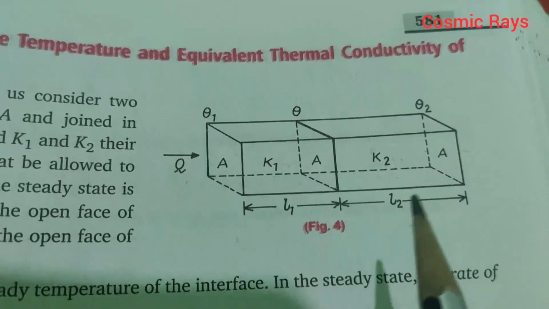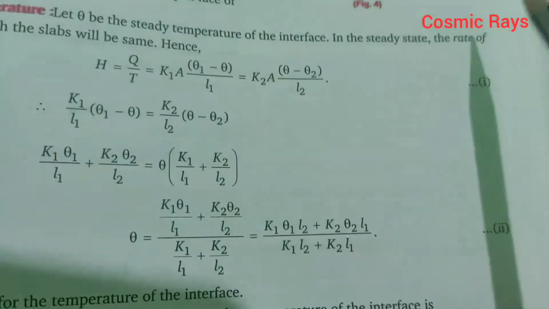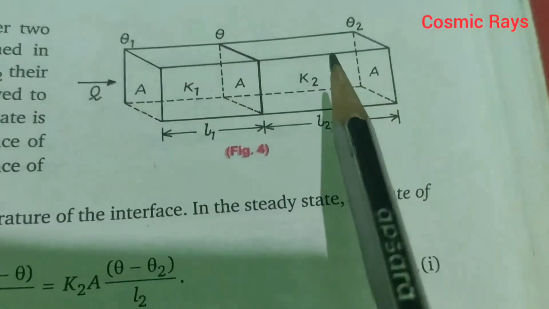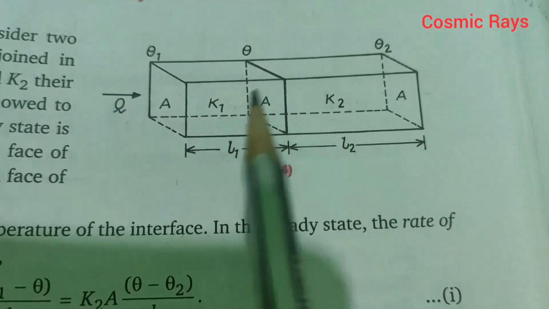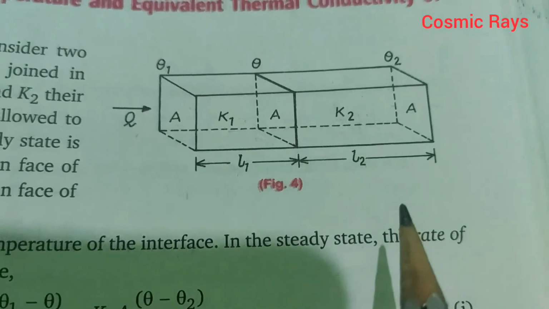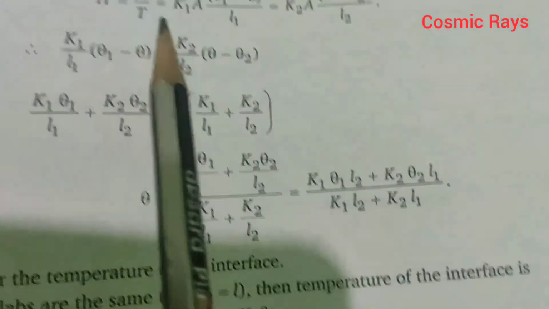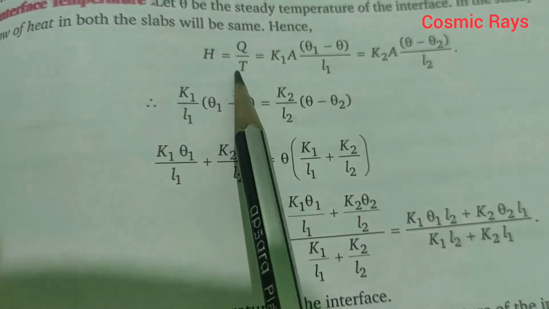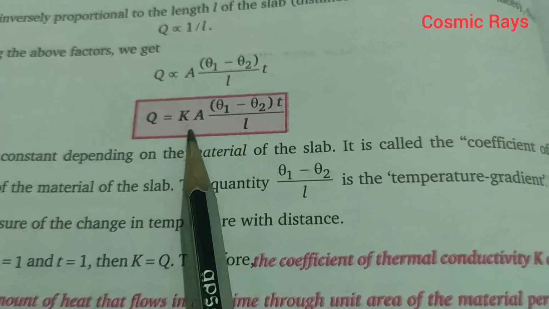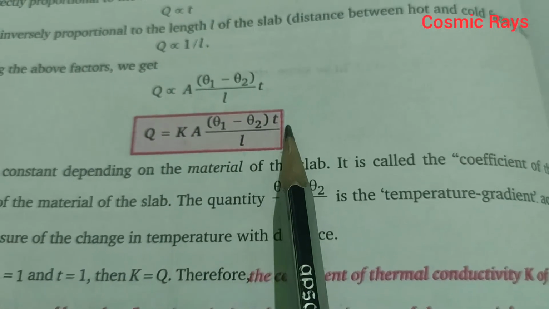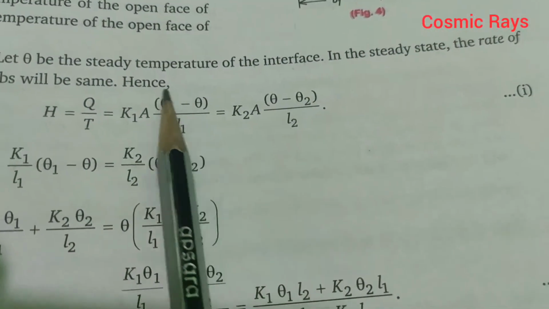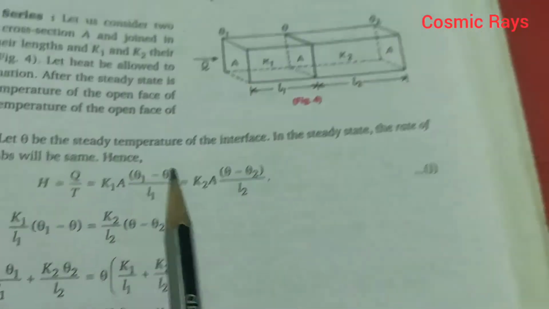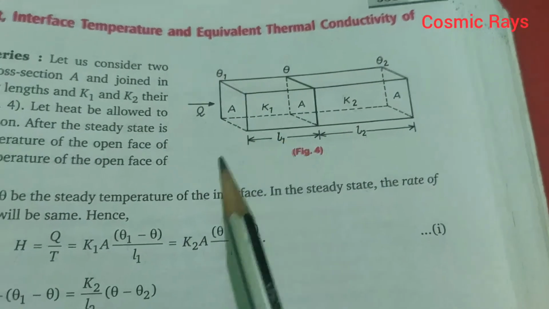Now, at steady state, the rate of flow of heat in both the slabs will be the same. So we have the rate of heat flow equal to Q upon T. We use this formula for Q: Q equal to KA theta 1 minus theta 2 multiplied by T upon L. So here this portion represents the first slab. So for the first slab, please check.